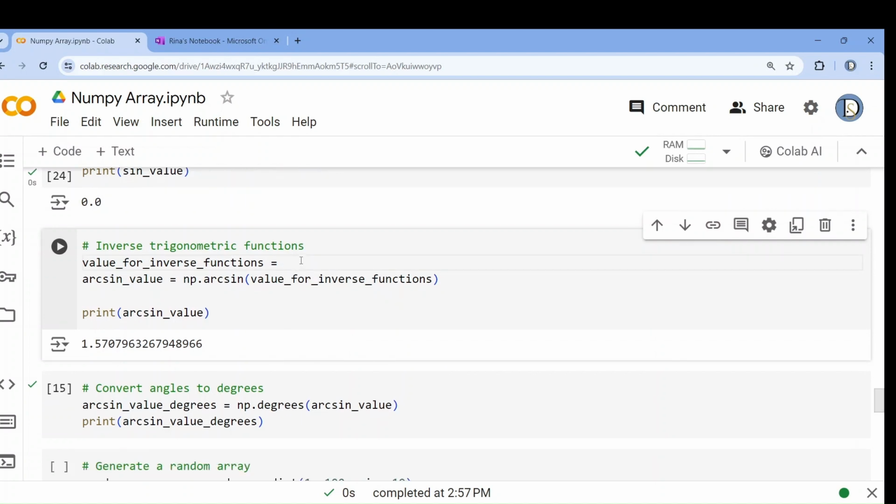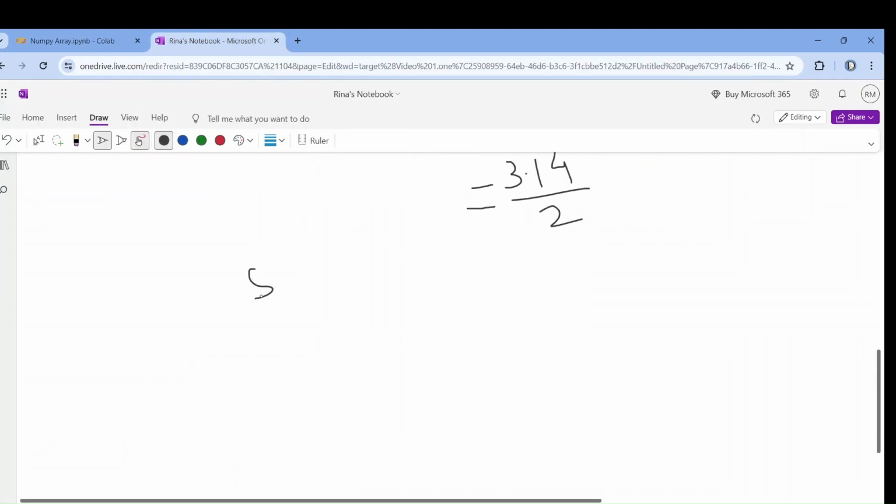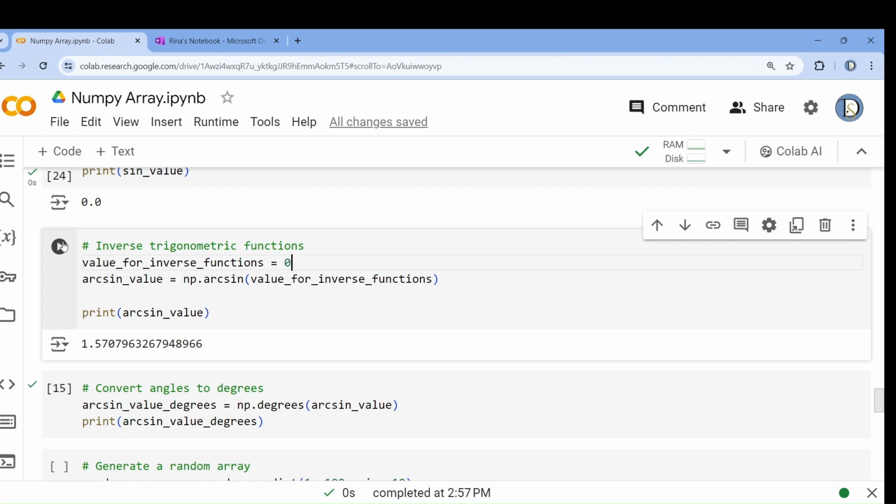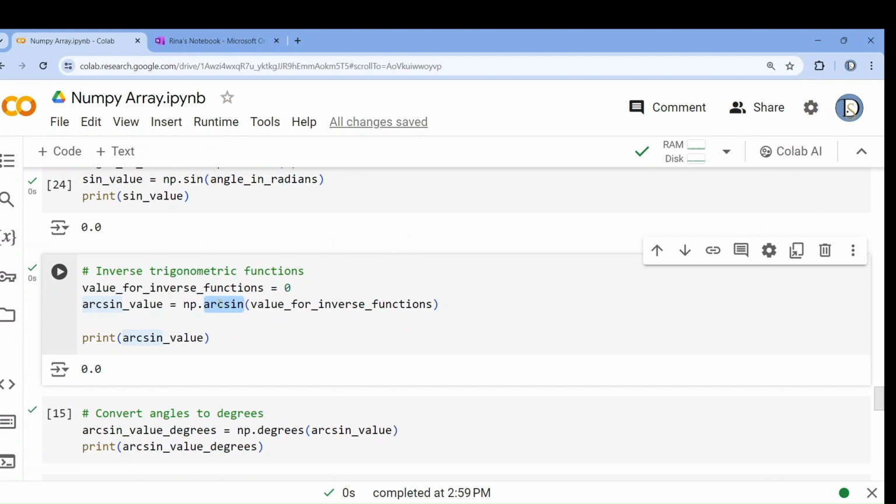If you want to check with something else, 0. What will be the answer? Sine inverse of 0. Let me show you this one too. I want sine inverse of 0. That is what our question is. Now, we consider that this is equal to theta. So, we can write simply sine theta equals 0. So, if sine theta equals 0, which value of theta is that? That is 0. Simple. So, let me run this one. The answer is 0.